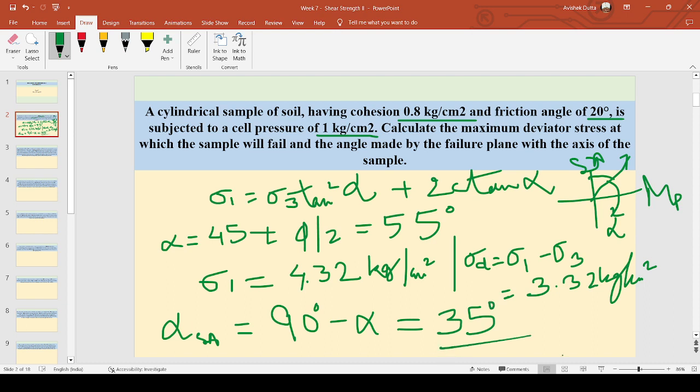So in this question, the maximum deviator stress at failure is 3.32 kg per centimeter square, and the angle made by the failure plane with the axis of the sample is 35 degree. I hope it was clear. Next question.